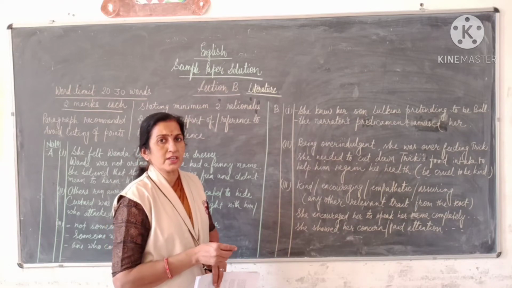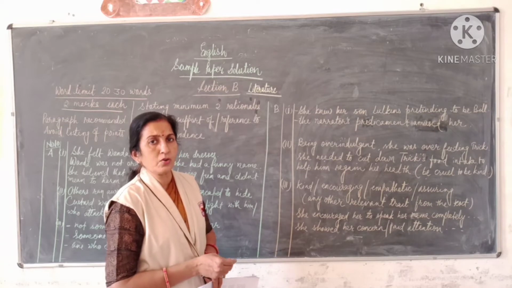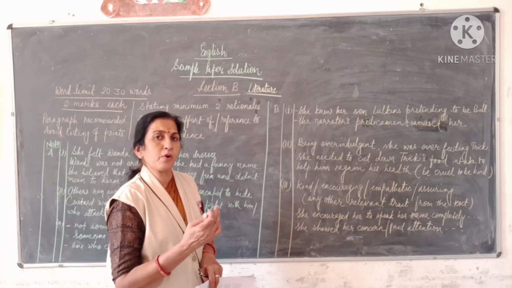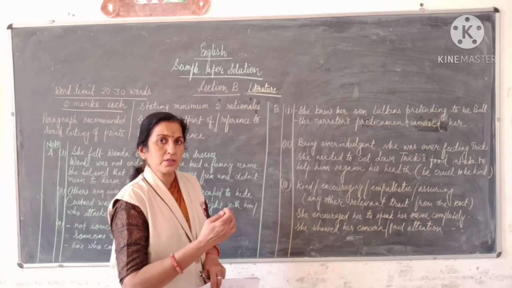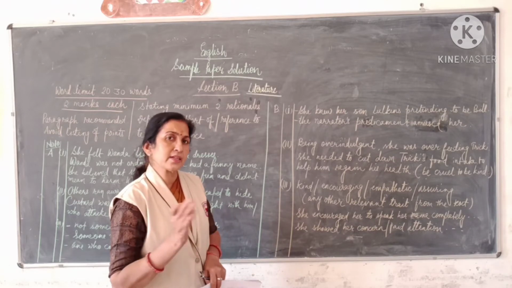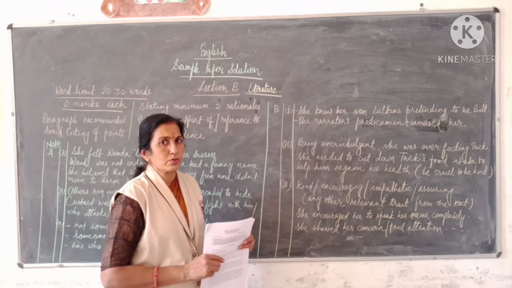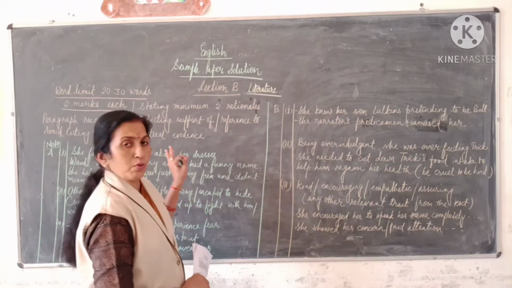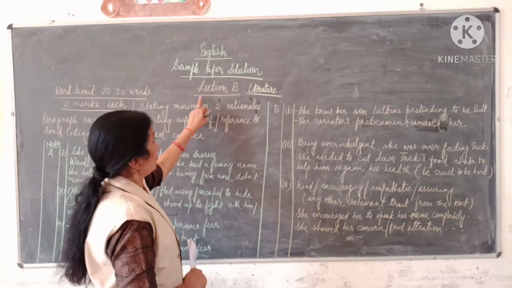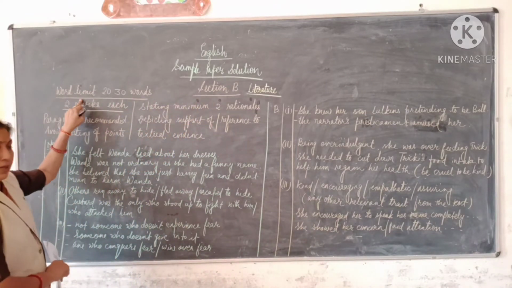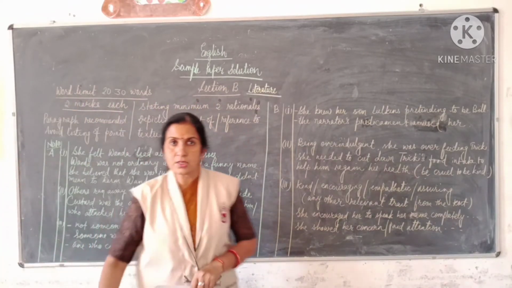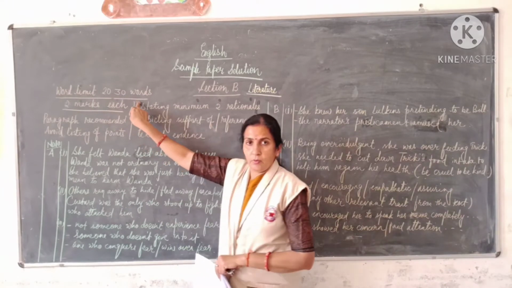Now, literature is of 40 marks. Out of the 80 marks question paper you will get 40 marks for literature: 10 marks for extractions and the rest 30 marks in the question answer form. Today we are going to discuss the 2 marks question. So, the word limit for a 2 marks question is 20 to 30 words.